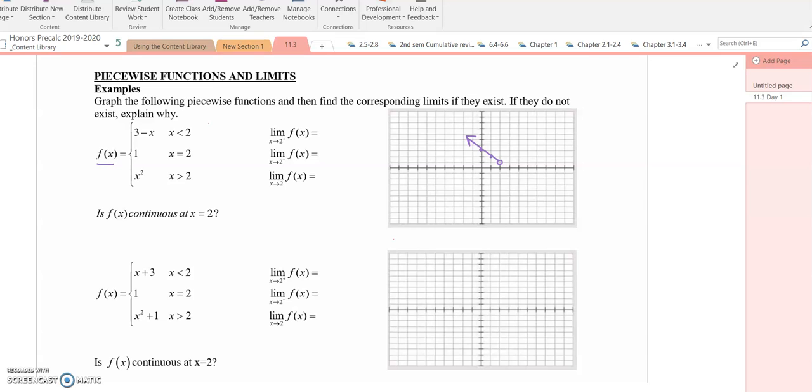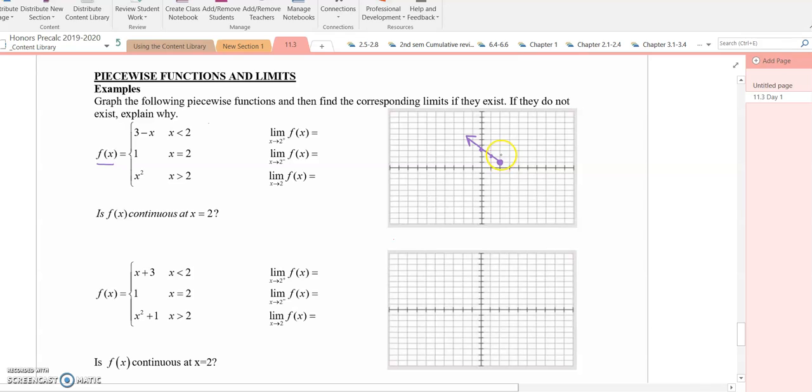I started graphing this. I graphed 3 minus x for x is less than 2. That is the only time that linear function is defined. But what's interesting is I had to start with that open circle because it does not say includes 2. However, in the next step, when x is 2, y is 1. So in this case, this hole, shall we say, gets plugged up. And then anytime the domain is greater than 2, I have x squared. So if I plug in 2, I get 4.